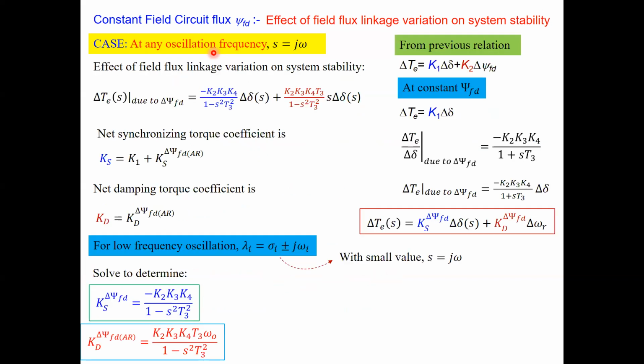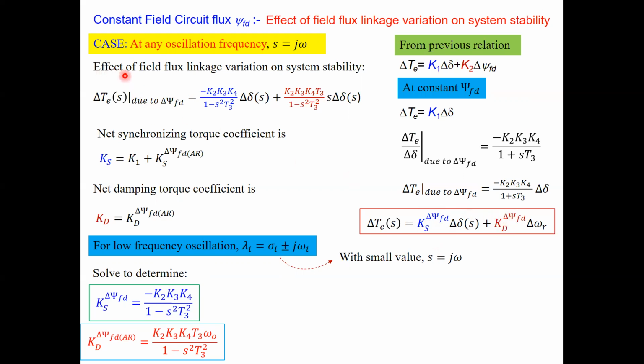Clear now. Okay. Then if we take the second case, oscillating frequency. From the previous relationship, if you recall, we had this term, and then with constant field we had this term, and from the previous case we had this one here. So we can just manipulate, multiply it here, and then we have written down this equation. So that was our function of synchronizing torque and the damping torque due to change in the field flux.